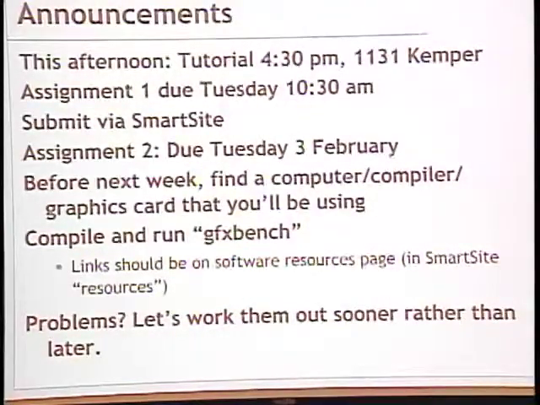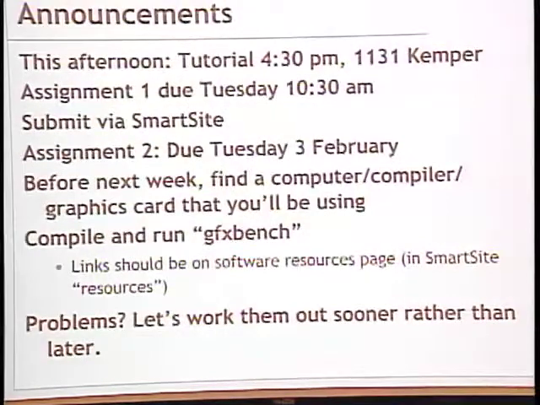Okay. What I would like you to do before the next week, so maybe before next Thursday or something, find a computer and a compiler and a graphics card that you can use together. And it should be a reasonably decent graphics card. Just a regular laptop's graphics card is fine. Just don't go get something that's 10 years old that does 2D graphics only. Okay, so anything you have today is probably going to be okay.